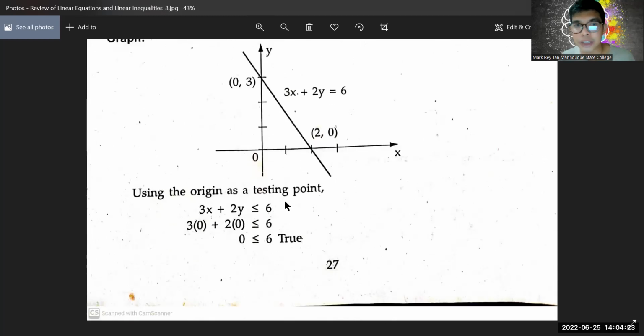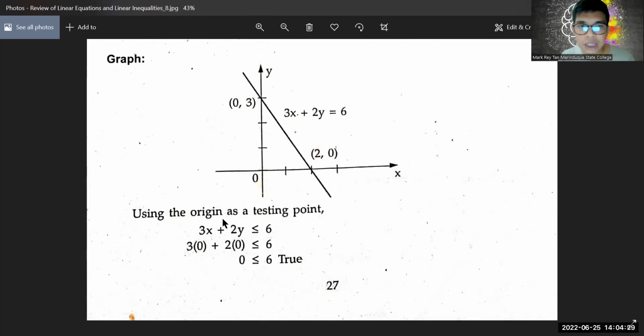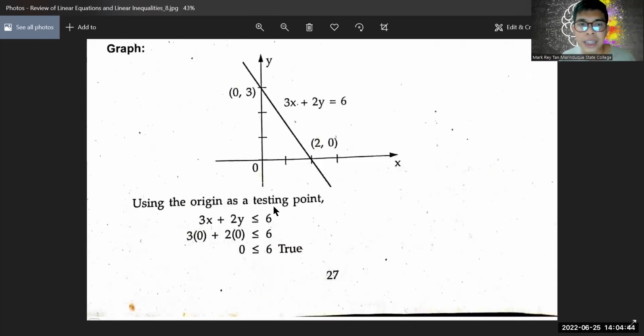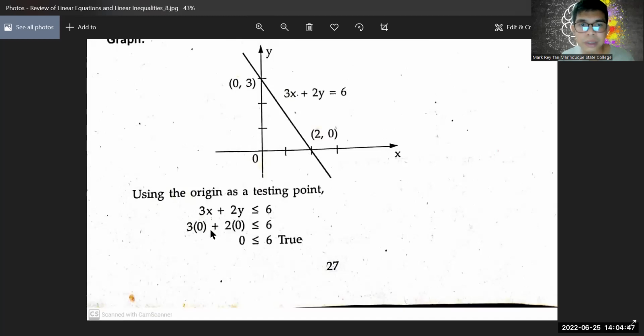Using the origin as a testing point, we have to prove if the inequality is true. Yung pag sinabi natin origin, class, that is 0, 0. Ayan, so ito yung original na inequality, 3x plus 2y is lesser than or equal to 6. Check natin. We have to prove kung totoo talaga siya. So by converting x and y as 0, ang makukuha natin, 0 is lesser than or equal to 6. Ang tanong, is it true or false? That is true. 0 is lesser than or equal to 6. Ngayon, kung true siya, may kasunod na solution.